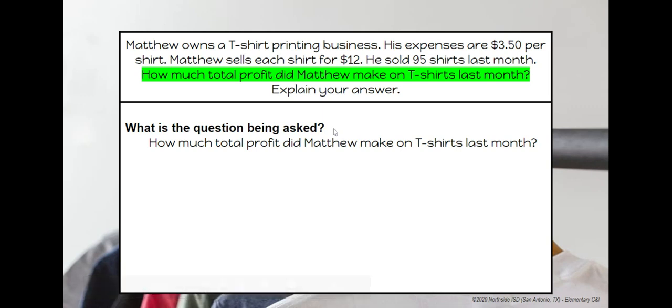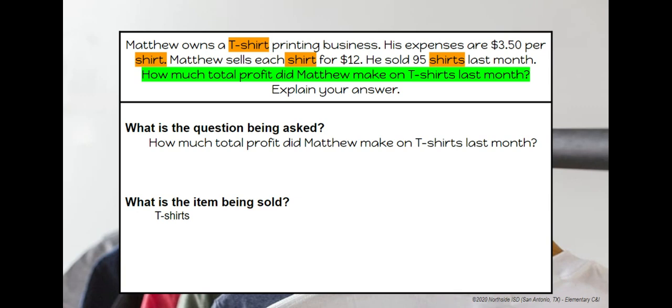Now, are you going to solve that doing a one-step problem like in the last problem we did? In this one it's not going to be so easy, so we might have some hidden questions in here. But before we get there, what is the item being sold? We know we need to find his profit, but what item is Matthew selling? T-shirts. So he is selling t-shirts and you need to figure out his profit.